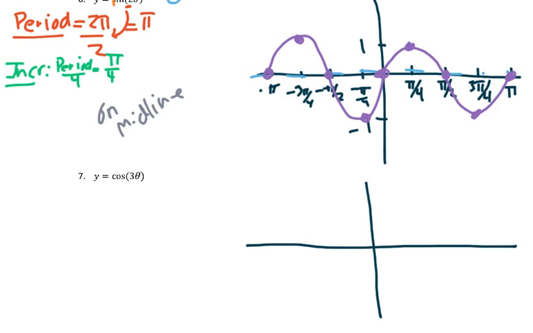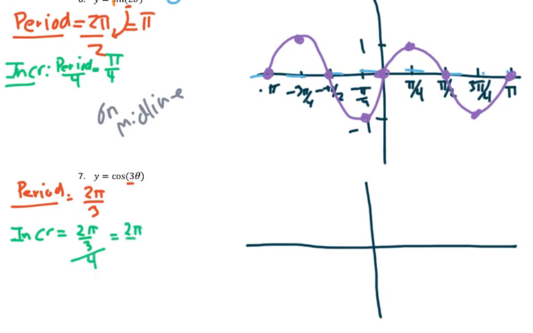So again here, my period for cosine and sine is normally 2 pi, but it's going to be divided by 3. Can't reduce this, so my period is 2 pi over 3. So my increments are going to be 2 pi over 3 divided by 4, which is the same thing as 2 pi over 3 times 1/4. So 2 pi over 12, which is pi over 6. So each of my increments is going to be pi over 6, and I'm going to reduce along the way.